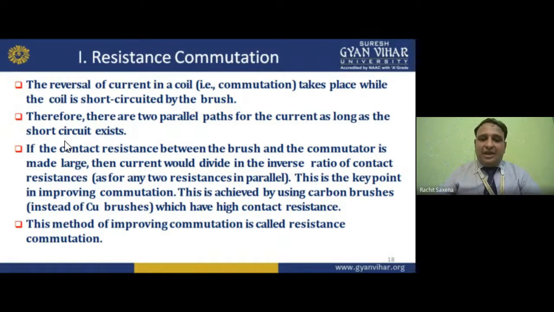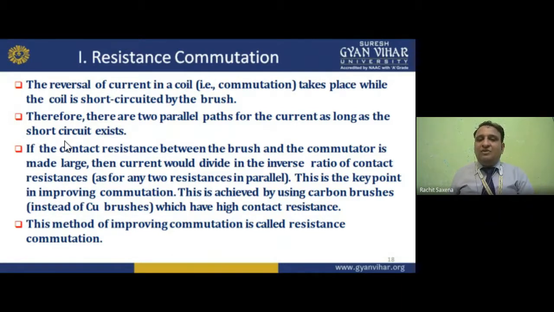Now, as for any two resistances in parallel, this is the key point of improving commutation. This is achieved by using carbon brushes instead of, we can say, copper brushes. We can use copper, carbon, graphite, but generally we use carbon. I earlier told you why. Because if I am using copper, the resistance will be lower because it is a conductor, and in a conductor resistance tends to zero. So if I am using carbon brushes, the resistance is high. Though we want to improve the commutation, no sparking will be there.